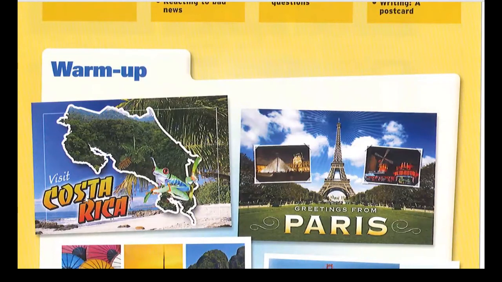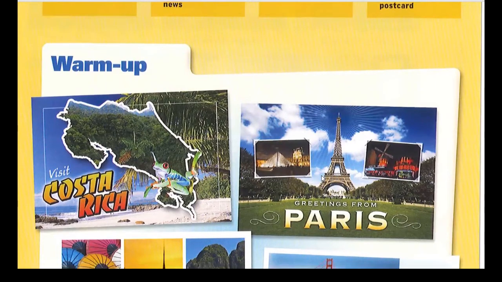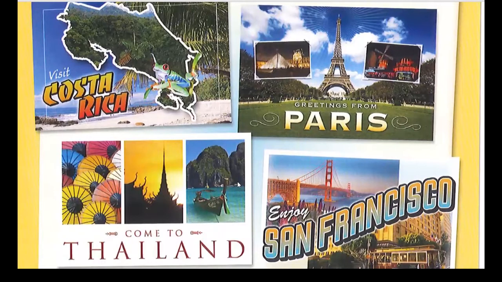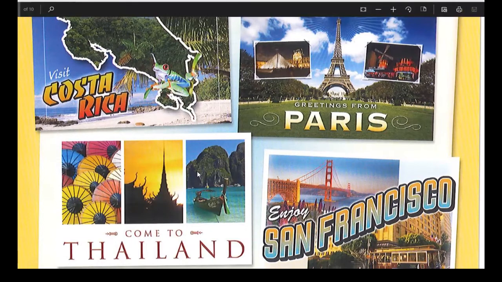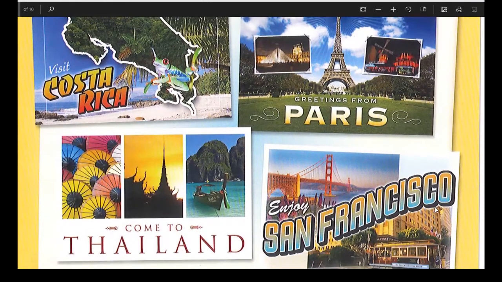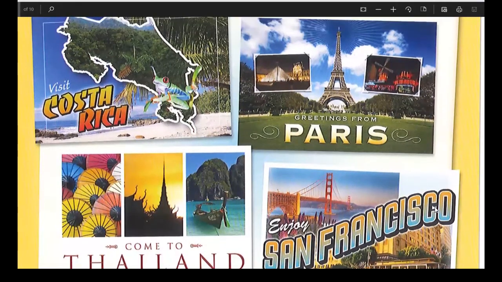Costa Rica. You can see the main lane of its country, and this one is France, the Eiffel Tower, right? Paris. And this one is Thailand. Do you know this place? I have never been there, but I used to see people post a lot of pictures of this one. And this is San Francisco. So, in your idea, the word getting away, what does it mean?